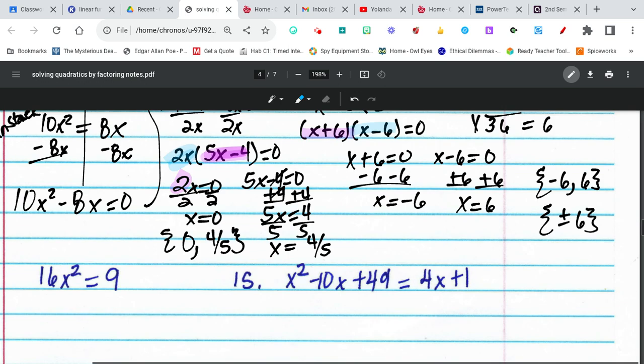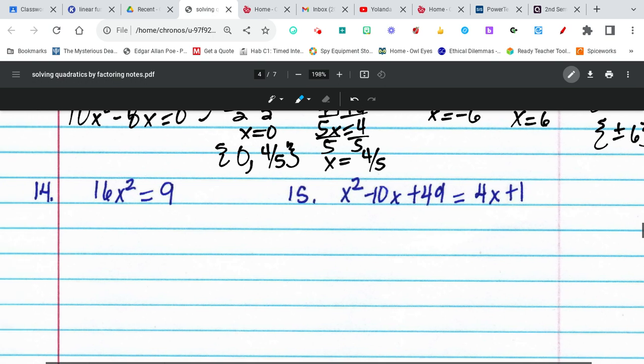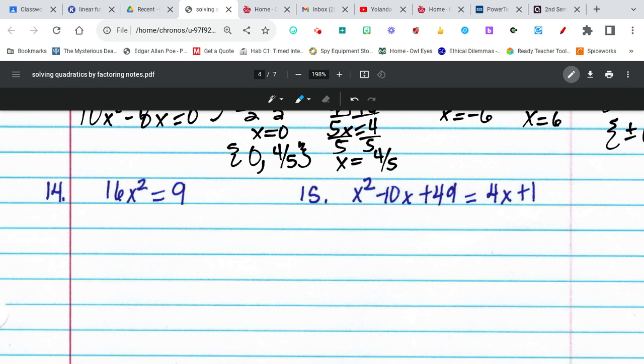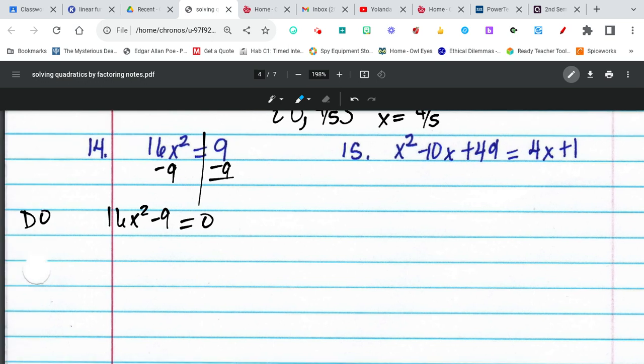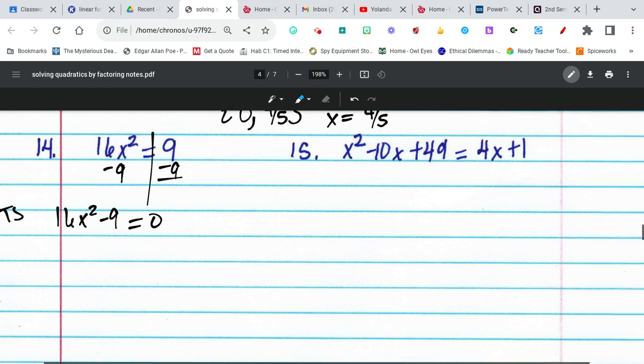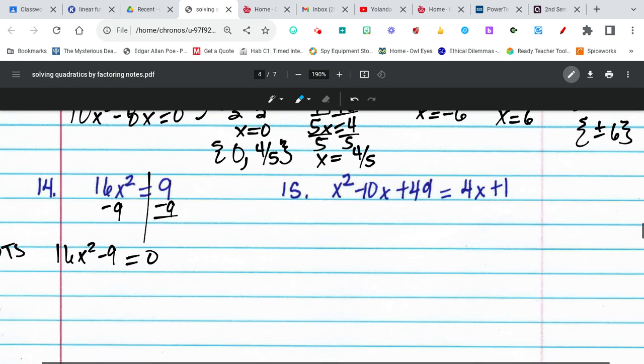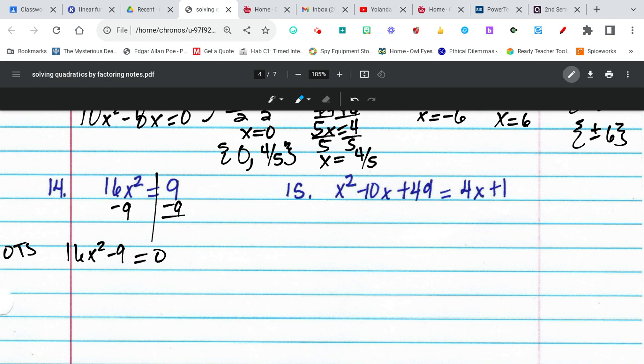All right, some of these I think I'm going to skip because this is getting kind of long. I will show you that if you do this one, you need to subtract 9 from both sides. And there's no GCF, so this would be a difference of two perfect squares. And you should be able to go from there and solve. Not going to solve it. 15 though, let's work on that.